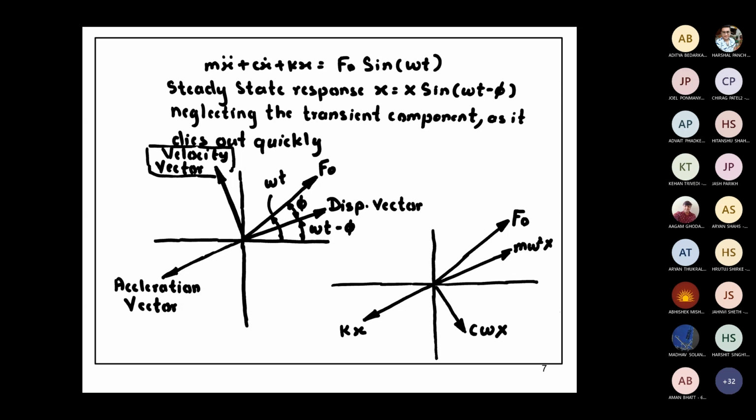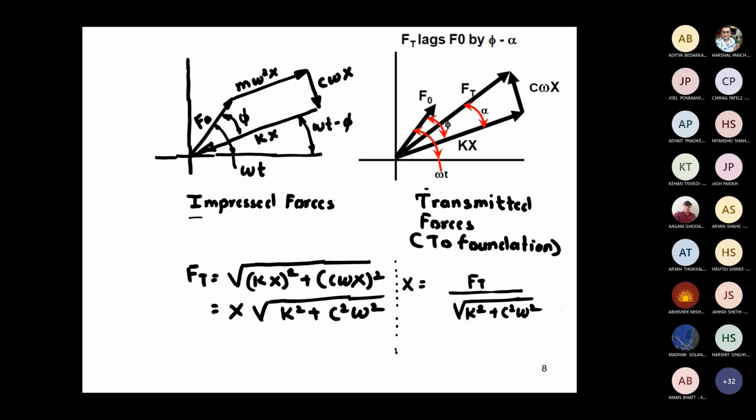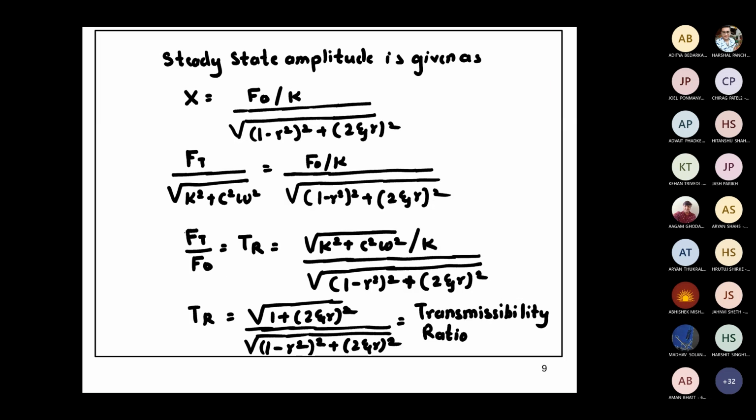All right, and then we construct a resultant of this. So these are the impressed forces, and these are the transmitted forces. The resultant of the transmitted forces is the hypotenuse of the triangle, and that is given as square root of (kx) square plus (c omega x) square, where x is the steady state amplitude, and that is given as Ft by square root of k square plus c square omega square. Another way to write the steady state amplitude is F0 by k, 1 upon square root of (1 minus r square) whole square plus (2 zeta r) whole square.